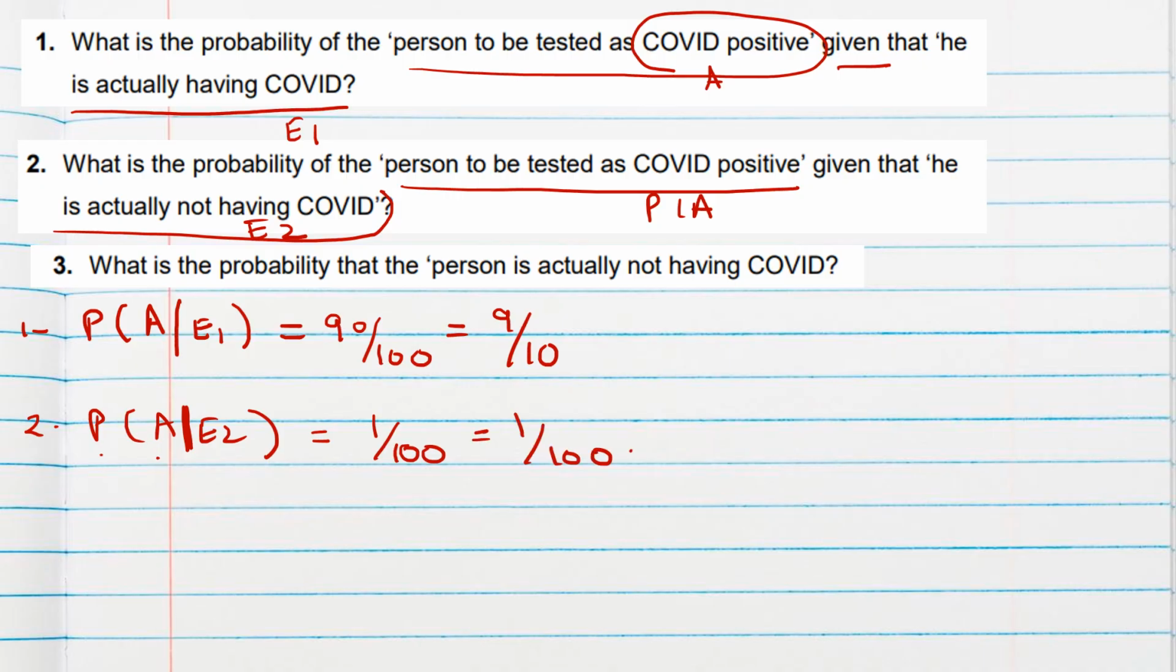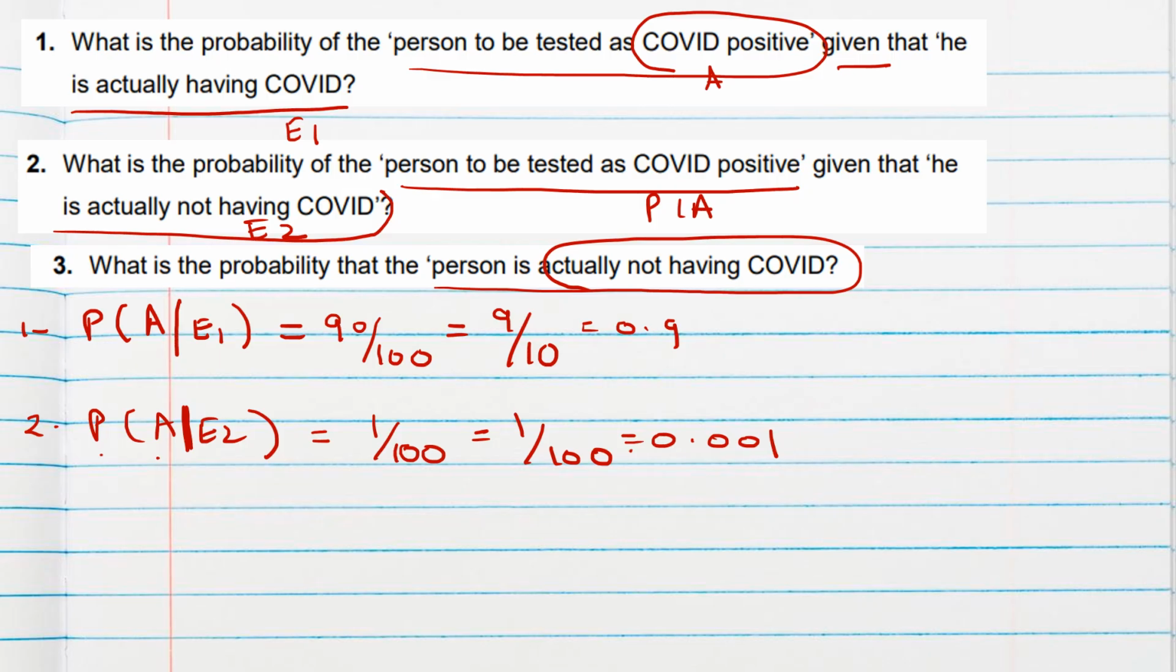Now the question is probability only. They are not asking percentage. So we will write in probability form. We can write 0.9 or 0.001. Fine. Third question says, what is the probability that person is actually not having COVID?